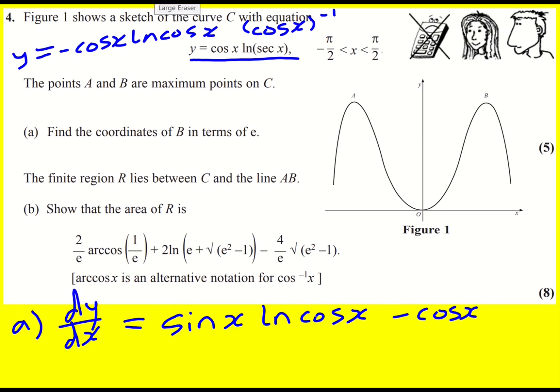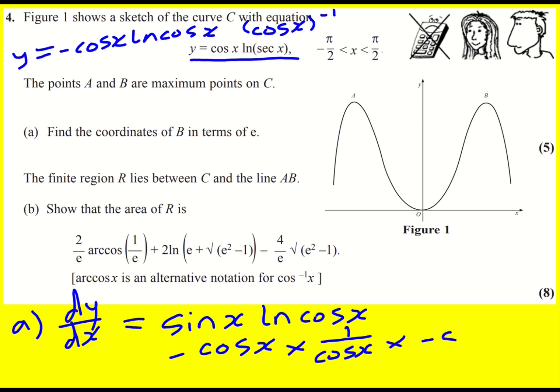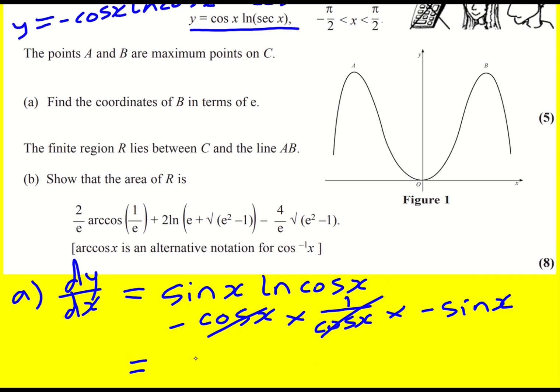Minus cos x times, now it's ln cos x, so I'm going to differentiate ln x, which gives me 1 over x. It's going to be 1 over cos x, and then times by the derivative of cos x, which is minus sin x. So first of all, these cancel, and then the negative is going to become a positive. So I'm going to have sin x times 1 plus ln cos x.